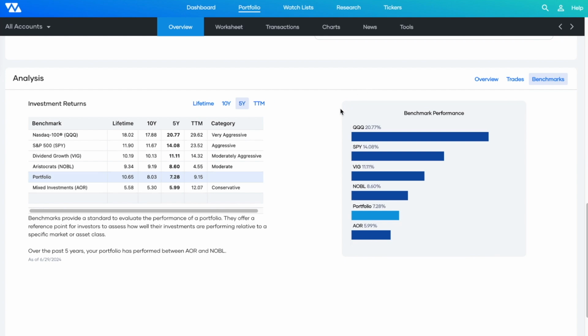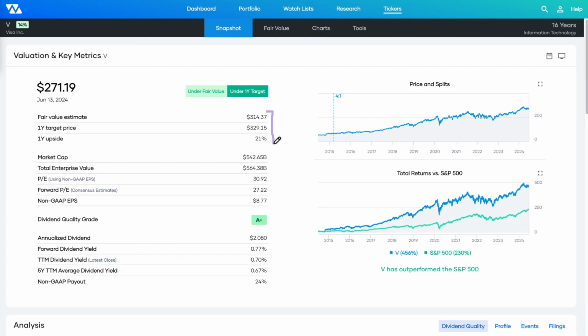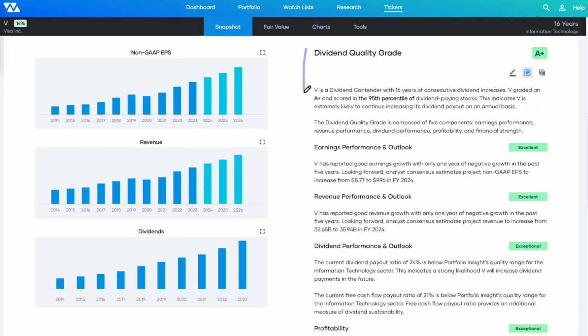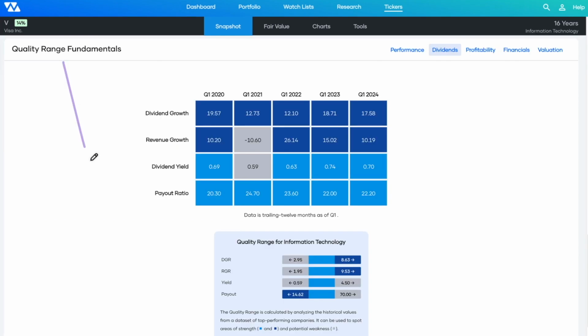In conclusion, Portfolio Insight provides a powerful suite of tools that can help you improve your selection of quality stocks and improve your trading strategy. These include blended fair values with 12-month upside prices based on consensus estimates, dividend quality grades with assisted insights for more than 700 stocks, and quality ranges for fundamentals to profile higher quality companies.